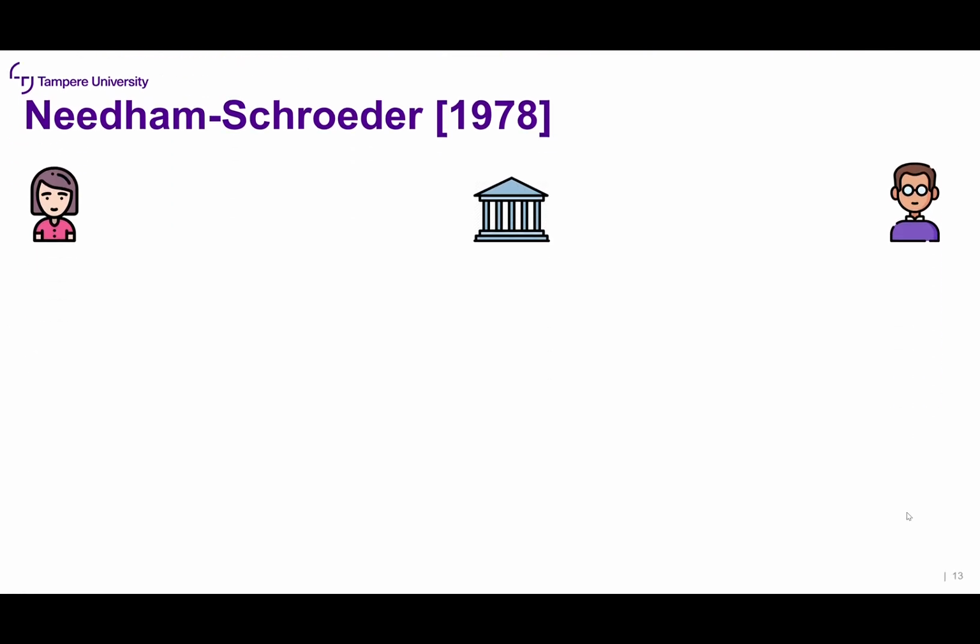Good. So let's see a well-known protocol, the Needham-Schroeder protocol, that was published in 1978. Again, we have the same scenario. Alice wishes to establish a secure key with her friend Bob.